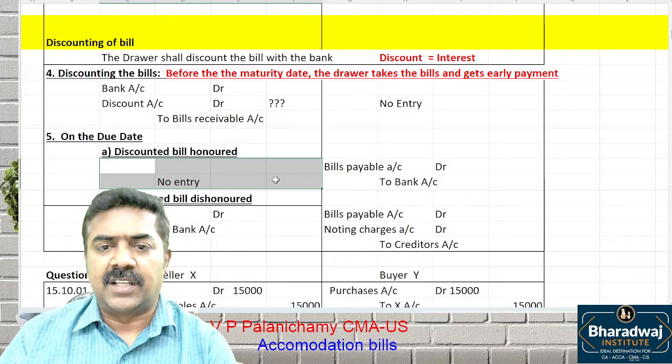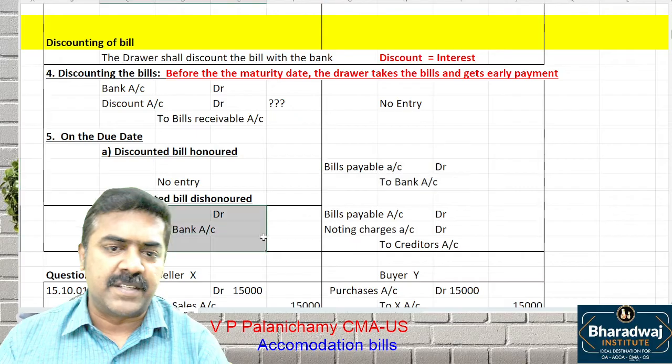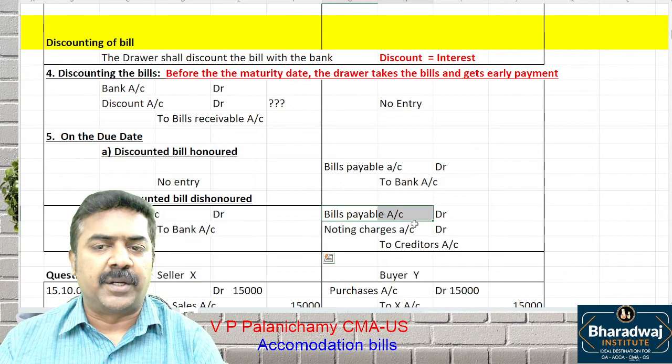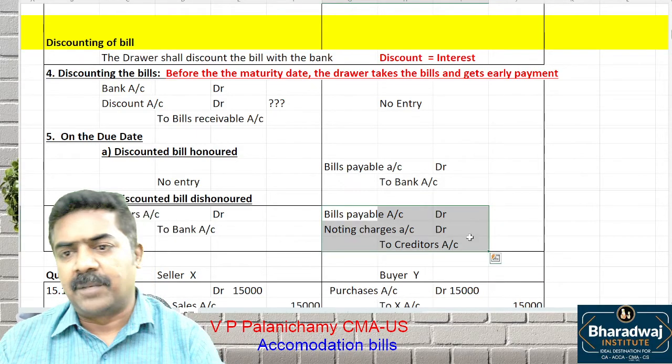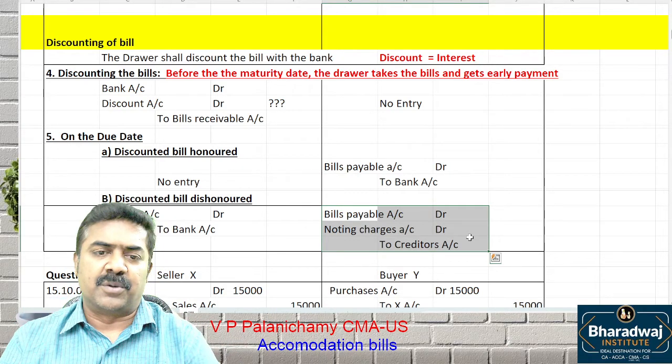When it is dishonored, of course, the other party just pays the money. If it is dishonored, debtors account debtor to bank account, and the other party will pass a usual dishonor entry: bills payable, noting charges to creditors account, like that.